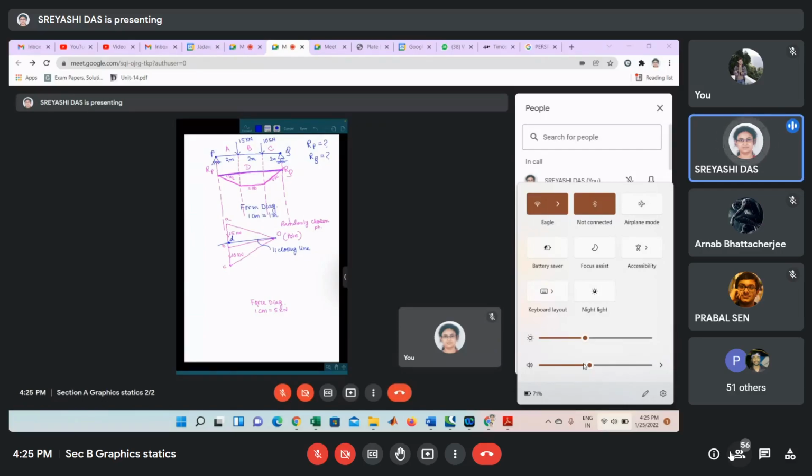Then this CD length will give you the reaction value, because CD denotes the reaction at Q. So CD is reaction at Q. The CD value, in terms of magnitude and direction, will give the reaction at Q, and the DA value will give, in terms of magnitude and direction, the reaction at P.